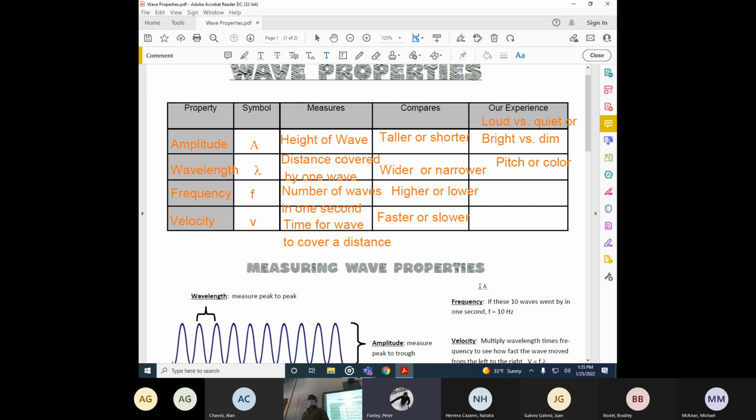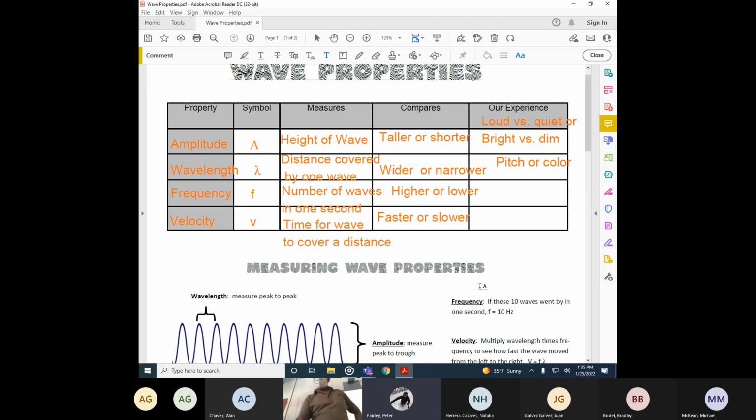So would we put different pitch or color? Well, this could be high or low pitch, and this could be different colors. So you just want us to put pitch or color? Yeah, depending on what I'm saying here, just like loud, quiet, or bright, dim. I could have just said volume versus brightness, volume or brightness.